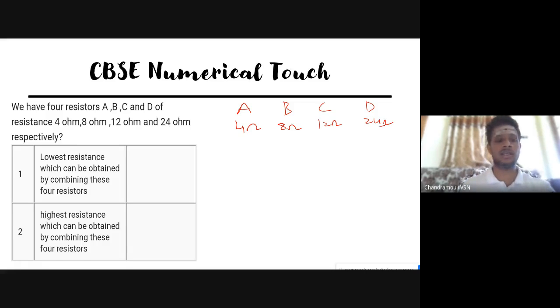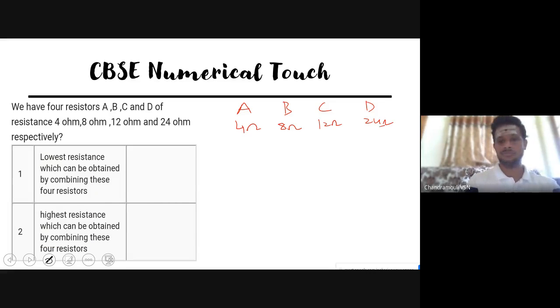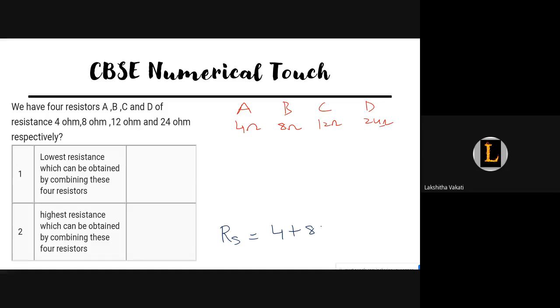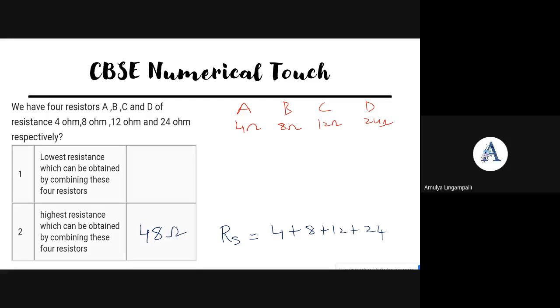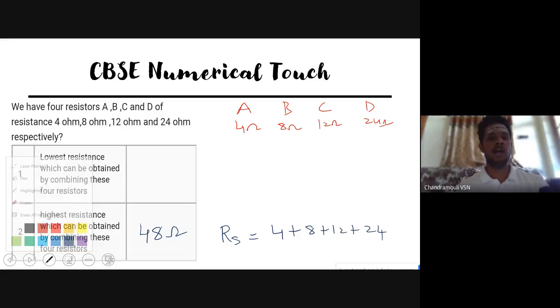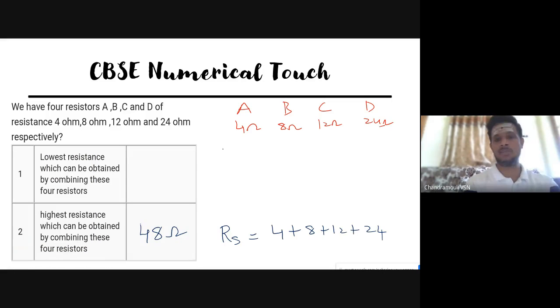So when do you get resistance high? When they are joined in series or parallel? Series. So series means what you should do? Add them all. 4 plus 8 plus 12 plus 24 is 48. So what is the highest resistance we obtain? 48 ohms. But how do you join them to get the lowest resistance? They must be in parallel.